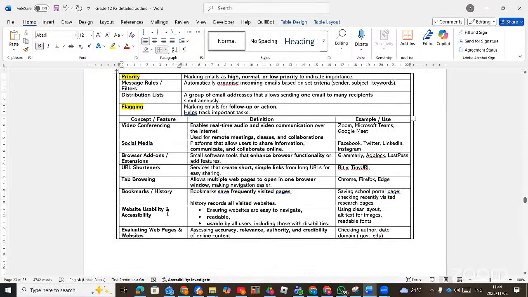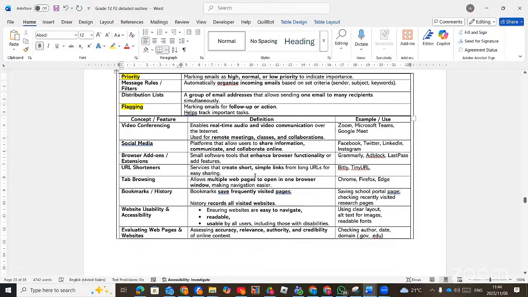Right. Then, like I said earlier, the social media, video conferencing tools, social media also, for sharing information. Then add-on or extension: these are small software tools which enhance browser functionality. It's software which gives additional functionality to a browser, like AdBlock, and Grammarly is also another example of an extension or add-on. Then the URL shortener.